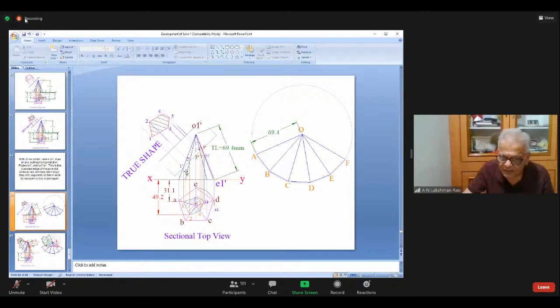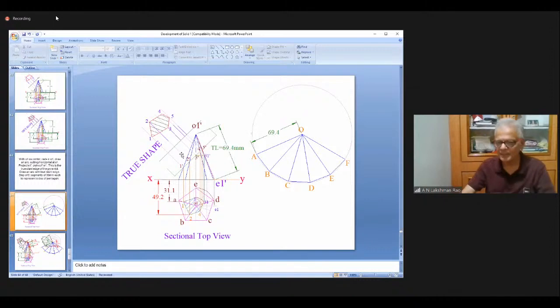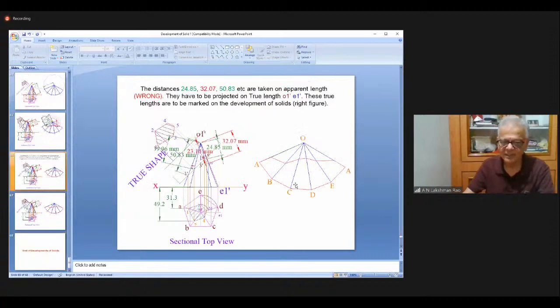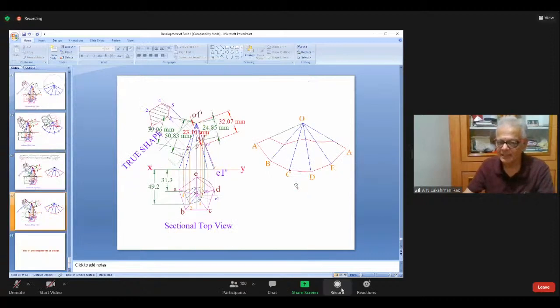Similarly, you mark all the distances, O1, 2, O1, 3, all these things, whatever is there. Please remember one thing: on A, you have to mark O1 dash 1 dash. Don't mark on B. Please check it. As per that, you go on marking. Mark all the points, then join them. This portion has been cut off. Now what is left is only this much. With this, the development of the pyramid is complete.